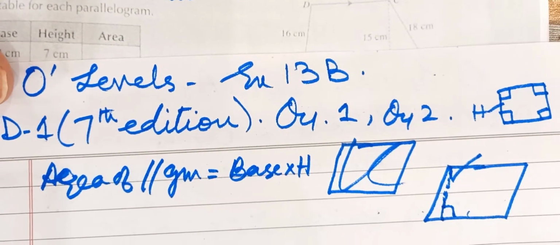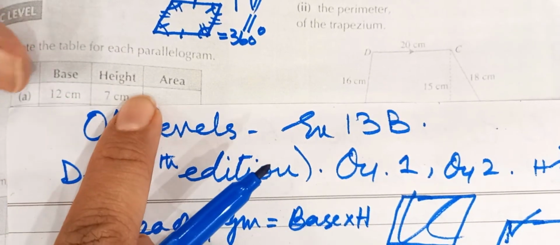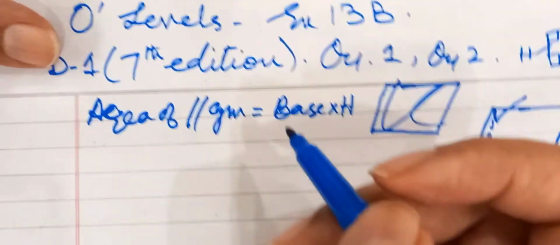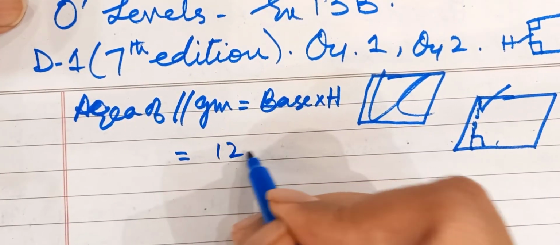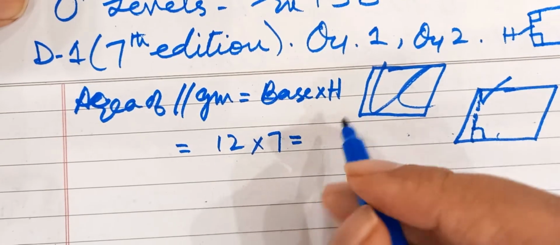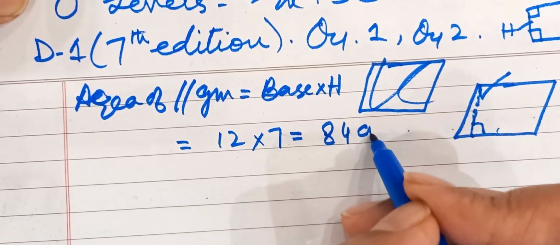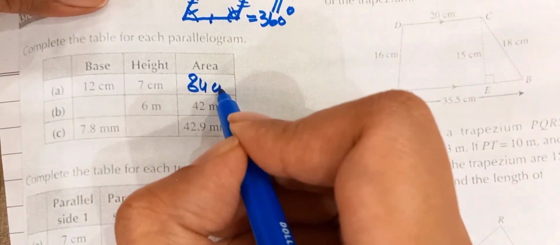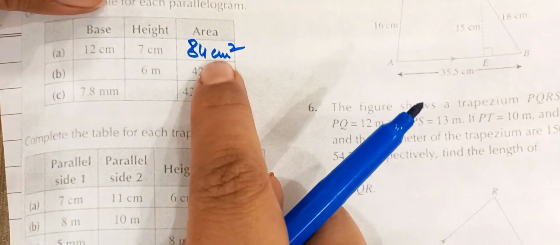So the first question is, they have given us base, they have given us height, so we have to find out the area. So area is equal to base into height. Base is 12 and height is 7, so we got our answer, which is 84 centimeter square. So I am going to fill in this table. This is 84 centimeter square. All area is always written in squared units.